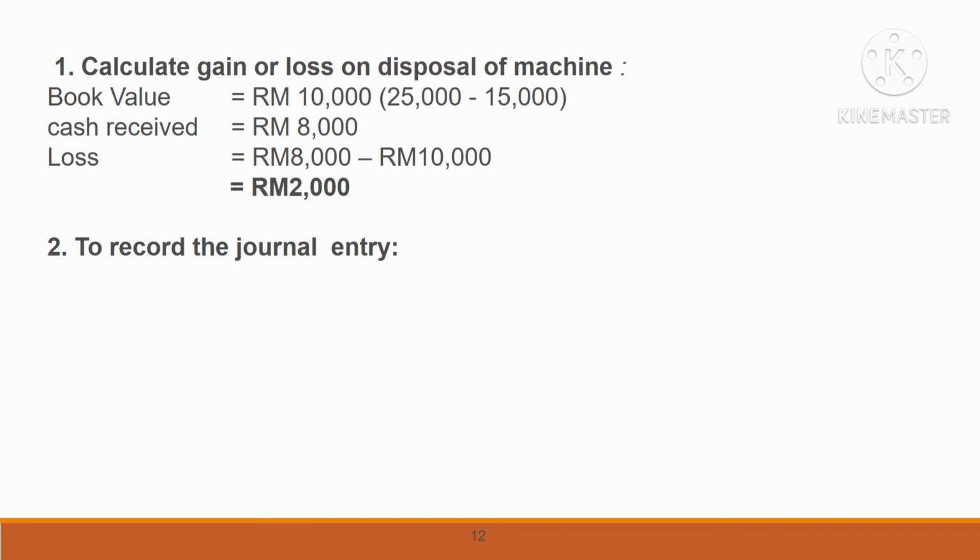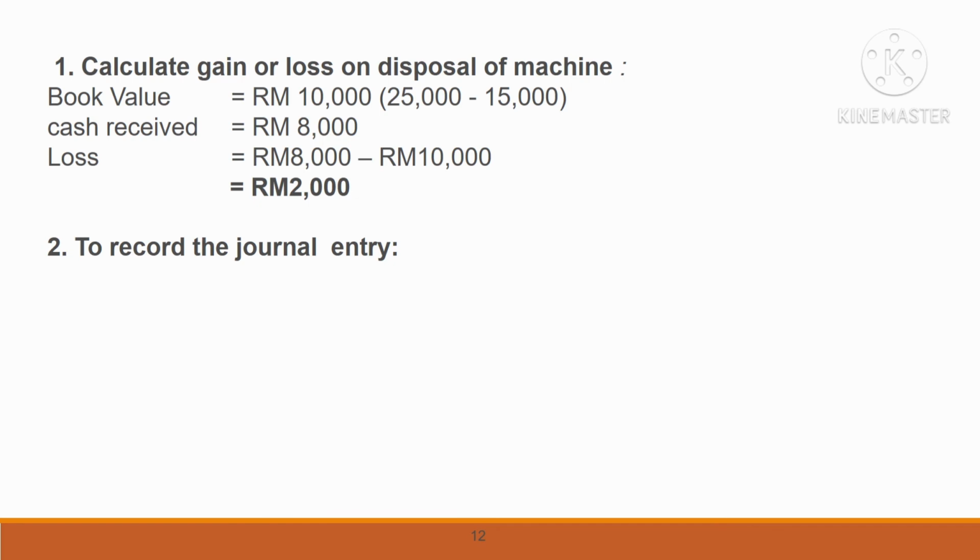So we have to calculate gain or loss on disposal of the machine. First, we have to calculate book value, RM10,000: cost 25,000 less the accumulated depreciation that we have calculated before. The second one, we have to record cash received RM8,000, and we can see that the book value is bigger than cash received. So we get a loss on disposal.